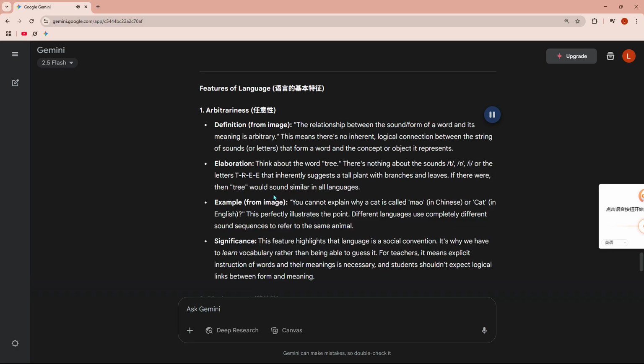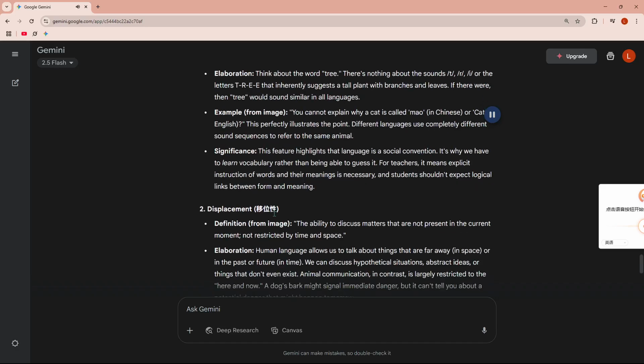Example, from image: you cannot explain why a cat is called Mao in Chinese, or cat in English. This perfectly illustrates the point. Different languages use completely different sound sequences to refer to the same animal. Significance. This feature highlights that language is a social convention. It's why we have to learn vocabulary rather than being able to guess it. For teachers, it means explicit instruction of words and their meanings is necessary, and students shouldn't expect logical links between form and meaning.